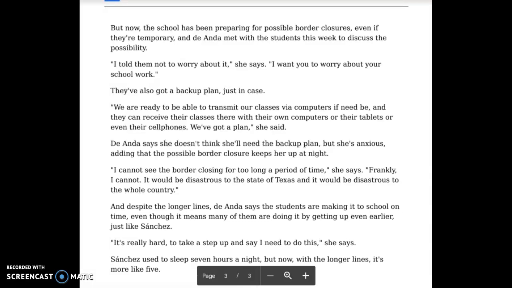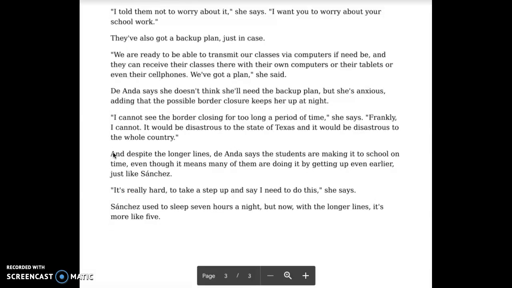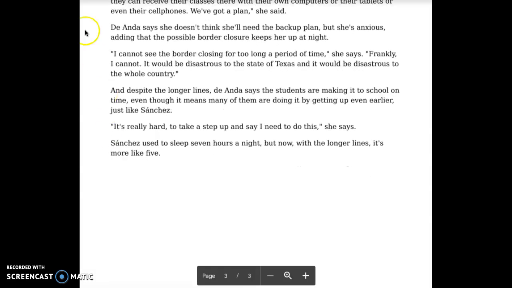Transmit is a vocab word. de Anda says she doesn't think she'll need a backup plan, but she's anxious, adding that the possible border closure keeps her up at night. I cannot see the border closing for too long a period of time, she says. Frankly, I cannot. It would be disastrous to the state of Texas, and it would be disastrous to the whole country. And despite the longer lines, de Anda says the students are making it to school on time, even though it means many of them are doing it by getting up even earlier, just like Sanchez. It's really hard to take a step up and say, I need to do this, she says. Sanchez used to sleep 7 hours a night, but now with the longer lines, it's more like 5.